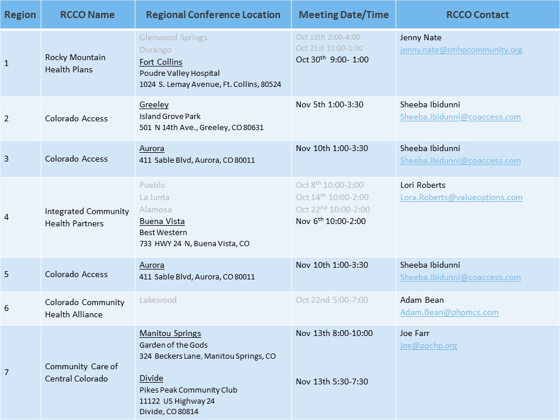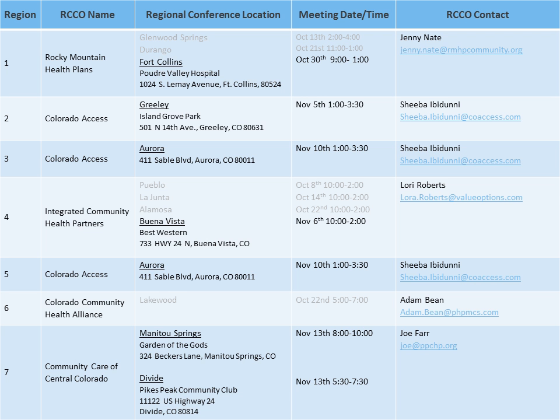This slide here is a table. I'm sorry, it's a little hard to read, but it's a table that shows all the RICO regional conferences that have been going on around the state. The RICOs have been hosting these regional conferences, inviting various provider types to the table to talk about how they can all work together to help patients.